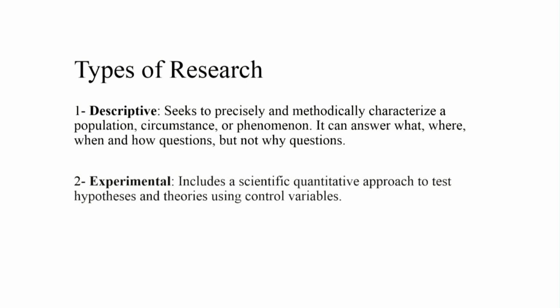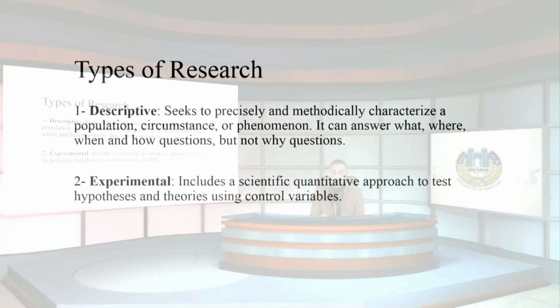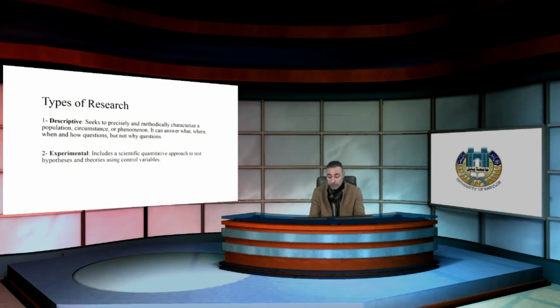So what do we mean by that? Descriptive means you pick a subject, talk about it, analyze it, and answer some questions that relate to where and when and how, but not why. We are going to explore why in the second part. So the first one is descriptive, which comes from the word description, so you are only describing the phenomenon or the circumstances.